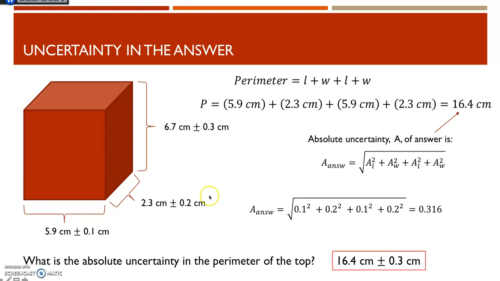What I want you to notice is that anytime you propagate those uncertainties, your final answer will have a larger uncertainty than what you started with. Okay, so anytime you manipulate measurements, you are introducing more uncertainty into your answer.